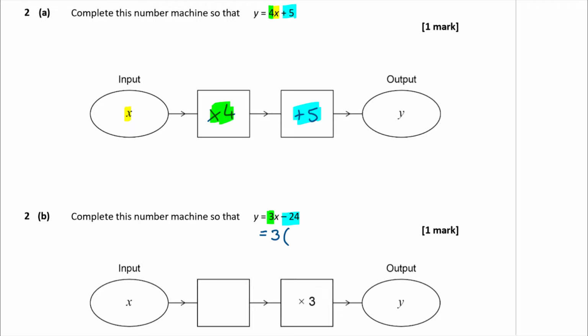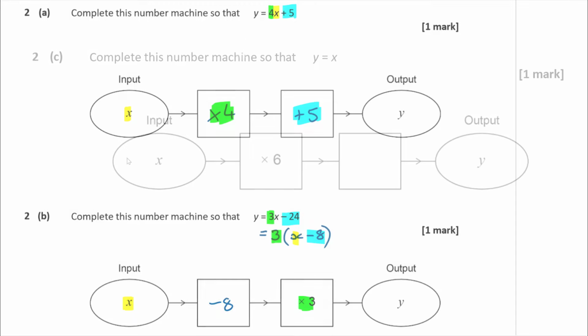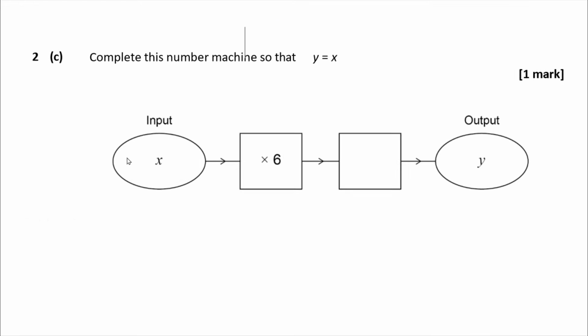So if I bring the 3 out, I'm going to get 3 lots of x minus 3 goes into 24 8 times. Okay, so another way of thinking about it is to take your input value x, then subtract 8, and then finally multiply it by 3. So we've already got the multiplied by 3 there. So if I take 8 away first and then times it by 3, that's going to be the equivalent of what I just did. 2c says complete this number machine so that y is equal to x.